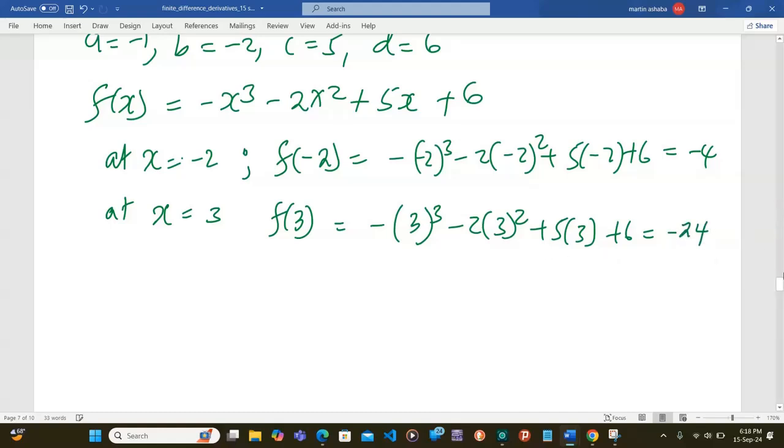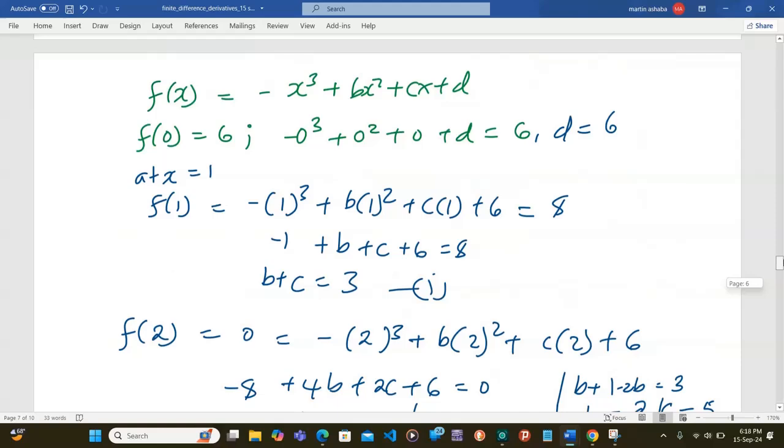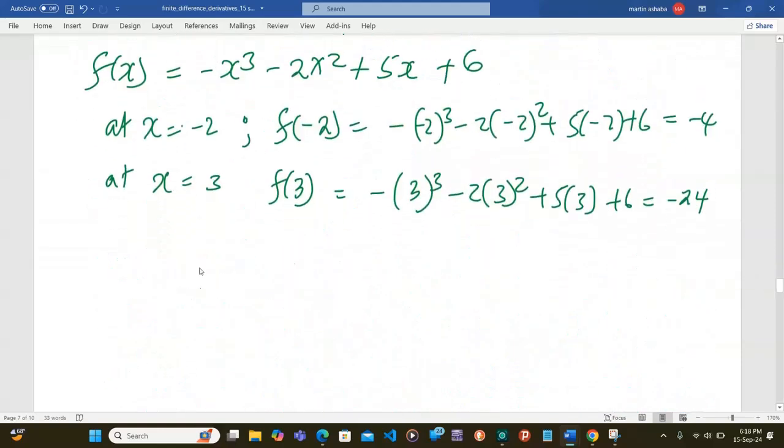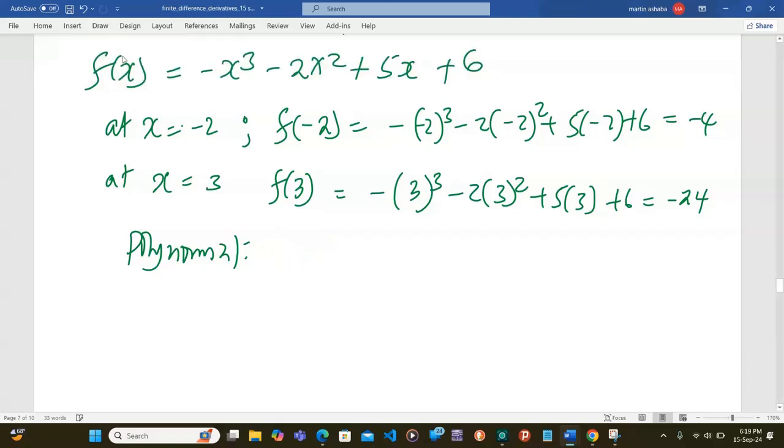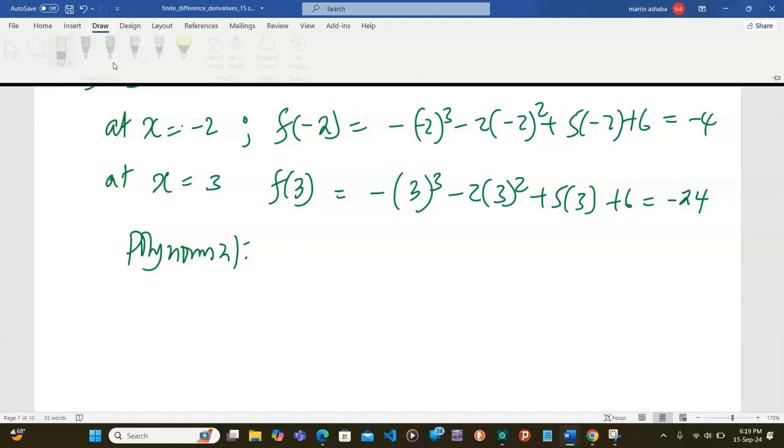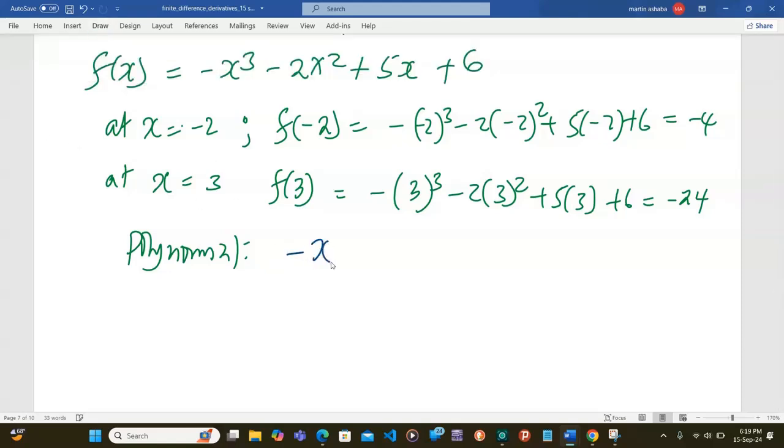So our polynomial, therefore, will be negative x cubed minus 2x squared plus 5x plus 6, and that is it.